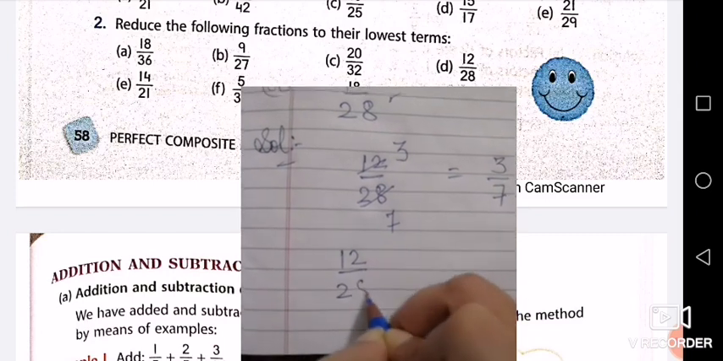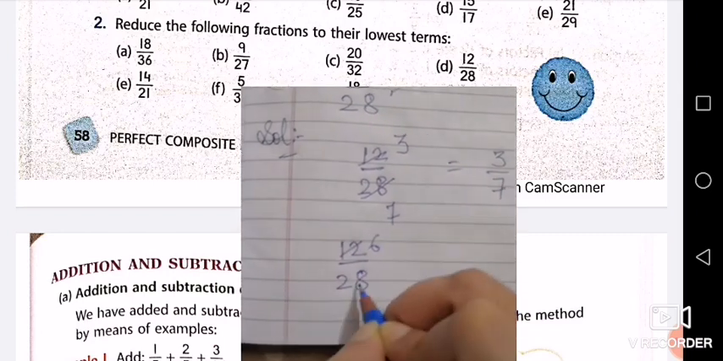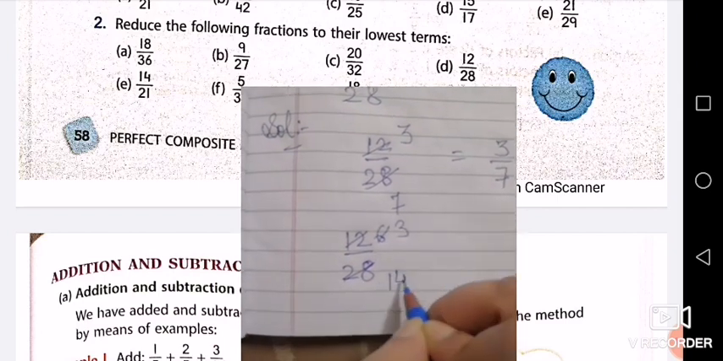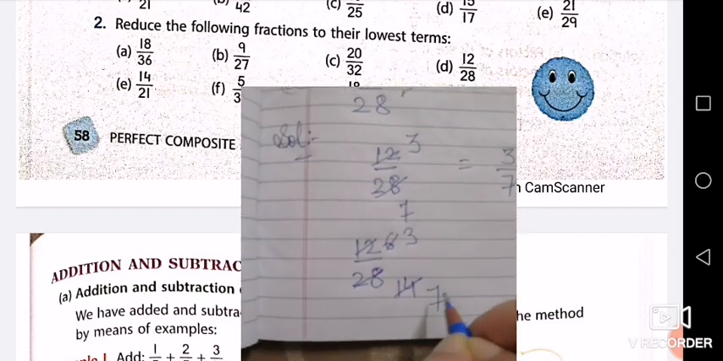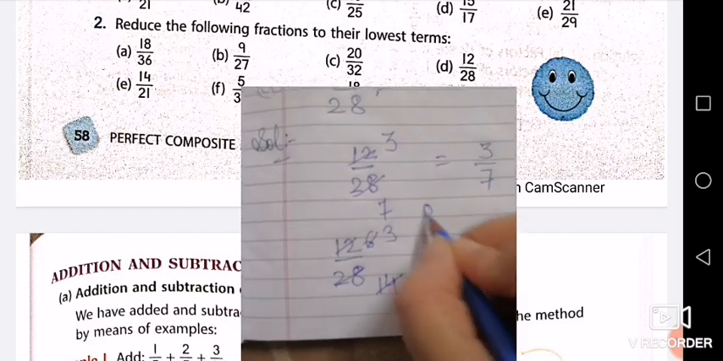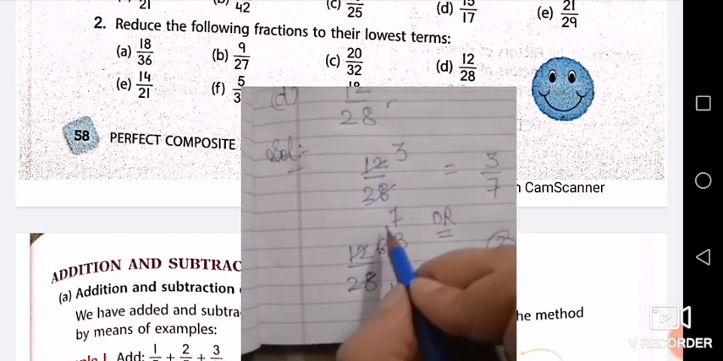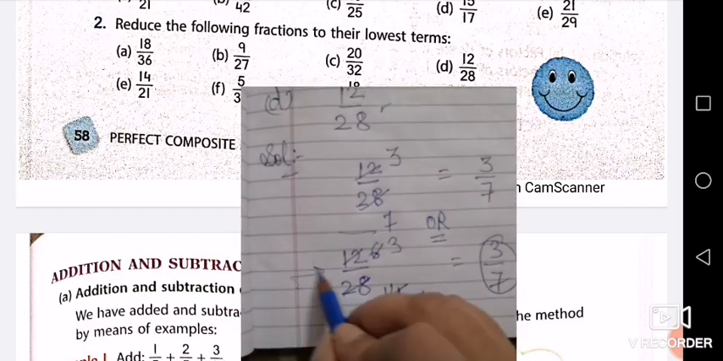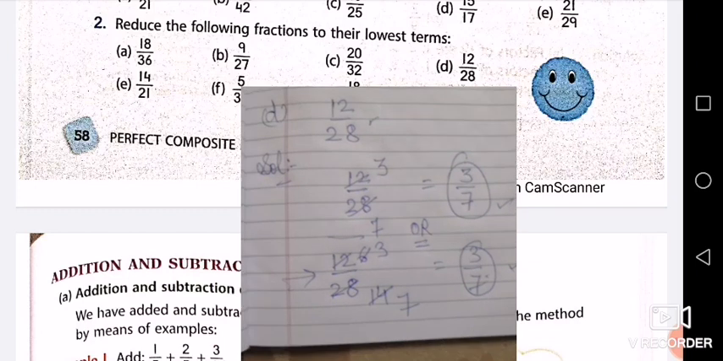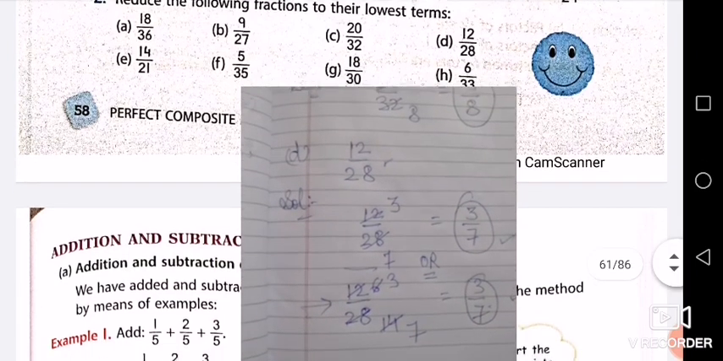See this, 12 by 28. 2 6s are 12, 2 1s are 2, 2 2s are 4. Then 2 3s are 6 and 2 7s are 14. So again we will get the same answer in both the cases, in this also and in this also. The answer will be the same, 3 by 7 and 3 by 7. So these questions are very easy.